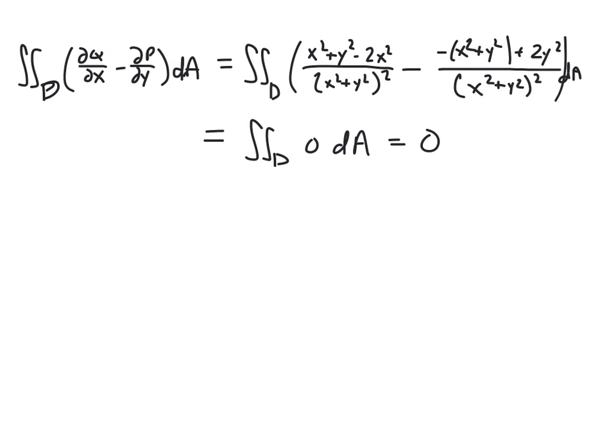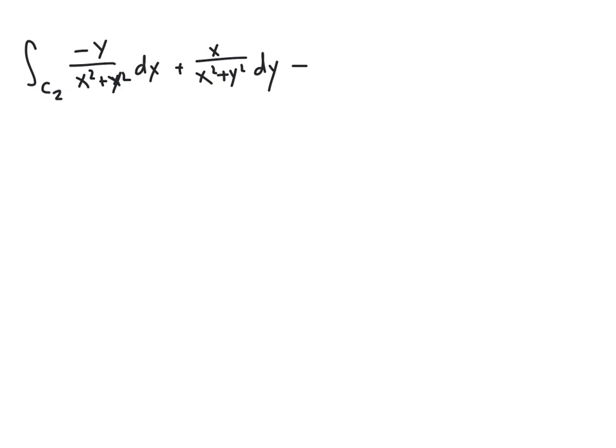So we needed to compute these two integrals and subtract their values. Here we see the first integral is equal to 0. And in order to compute the line integral that we want, this leaves us to have to compute the line integral over curve C2. So we want to compute the integral over curve C2 of negative y over x squared plus y squared dx plus x over x squared plus y squared dy. This is the integral we want to compute.